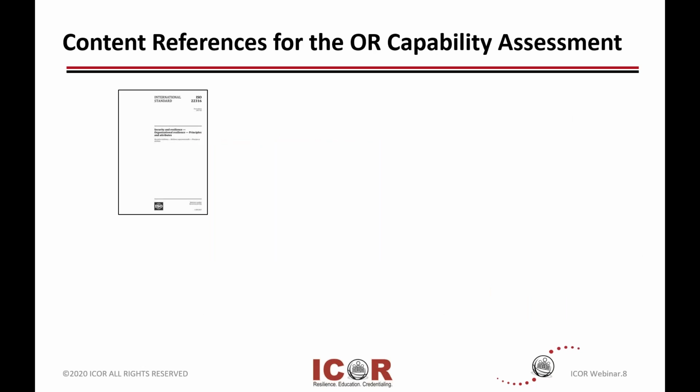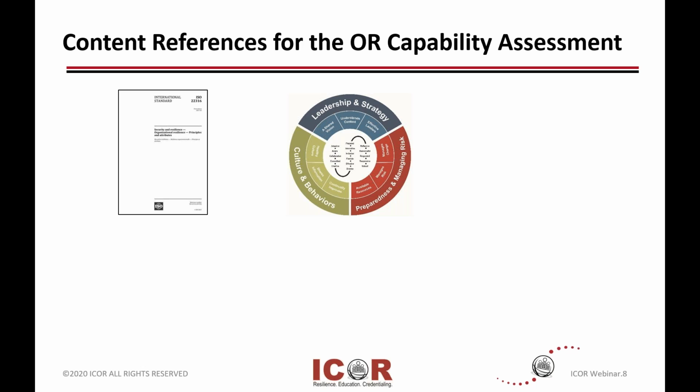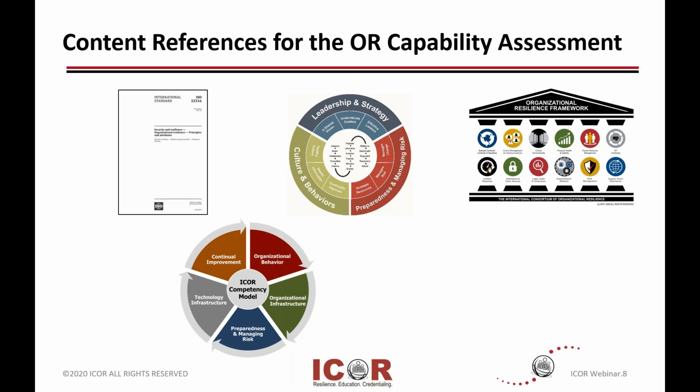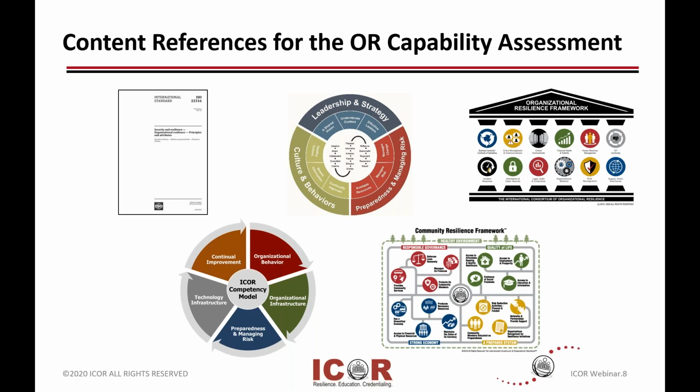So we use some references, and a lot of these references are produced by ICOR, as we've been doing this research since 2005. But one of the documents, of course, as I mentioned, is the ISO standard 22316. We used our organizational resilience model, and I'm going to talk about each one of these briefly in a minute. Our organizational resilience framework was the first thing that we developed. We've recently published the competency model for leadership and our resilience framework as well.